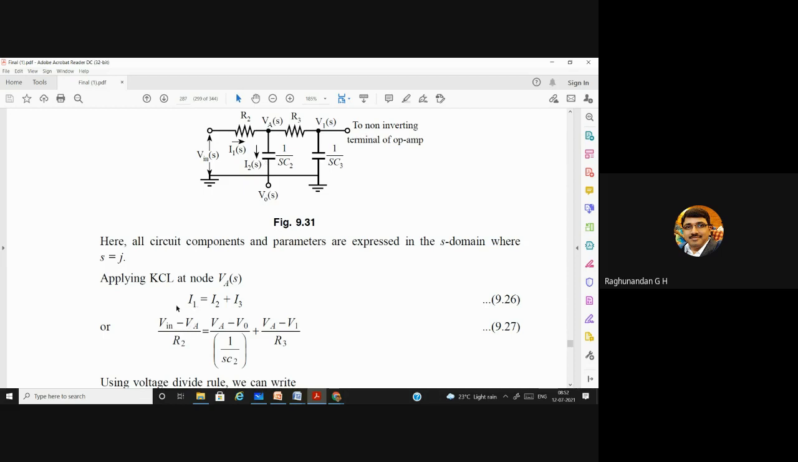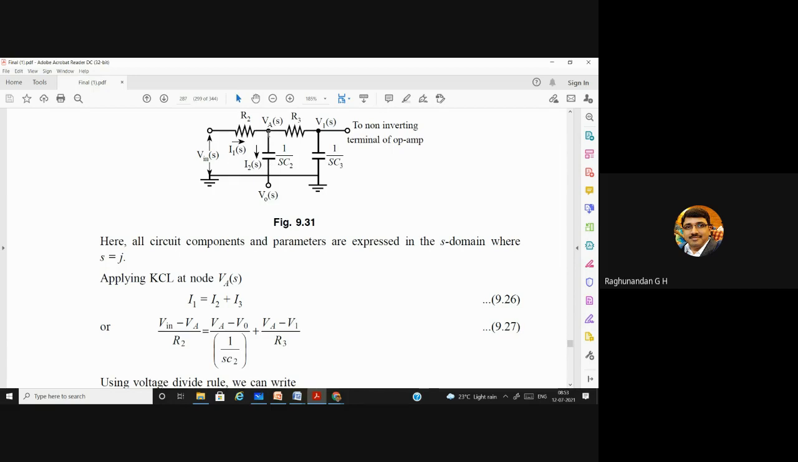Now we write current in terms of voltage by resistance. Current is equal to V by R. The current flows from V in to VA, so the voltage difference across R2 is V in minus VA, divided by R2. That's why we have taken it like this. Next, for I2, this is the current with respect to the capacitor.